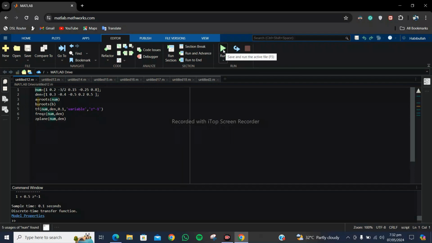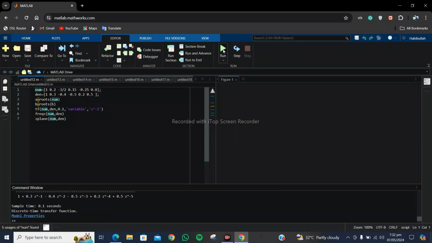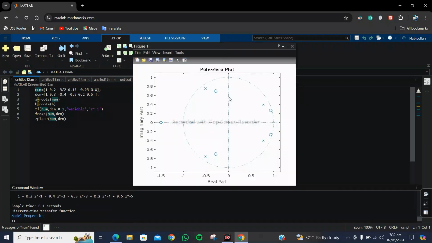Going to run this task. So there are many poles and zeros, and few are conjugate to each other, but all the poles are inside the unit circle, so the system is stable. Moving towards the next task.